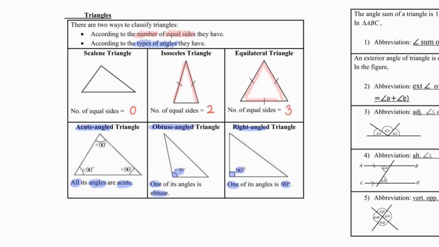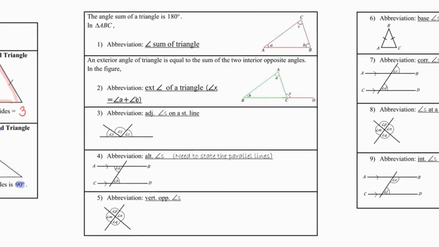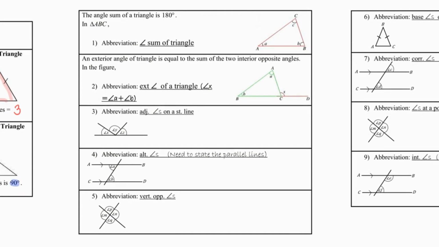Let's move on to the properties of triangle and some of the properties that we may be using to solve problems. Okay, so from here, the angle sum of a triangle is 180 degrees. So the abbreviation, this is the important thing: angle sum of triangle. So this means that given this diagram, my angle A plus angle B plus angle C is 180 degrees.